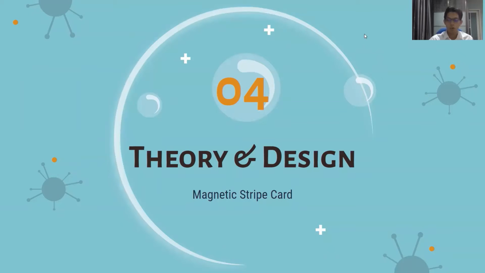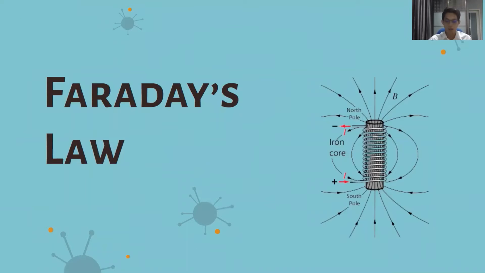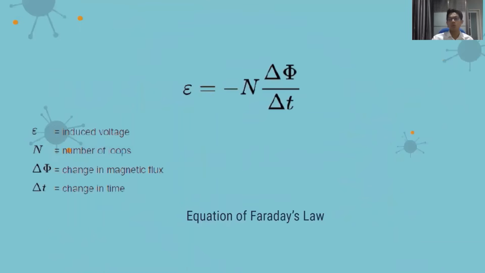So now we are going to the next part, which is our theory and design. To start, we will talk about Faraday's law, which can be pictured through this iron core diagram. As we can see inside the diagram, it has current, North Pole, South Pole, and magnetic field, which is denoted as capital B. Why do we use this law, and why does this law have massive influence on our project? Let us look into its equation.